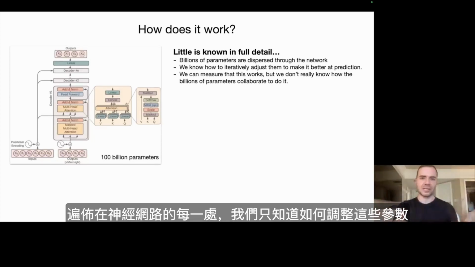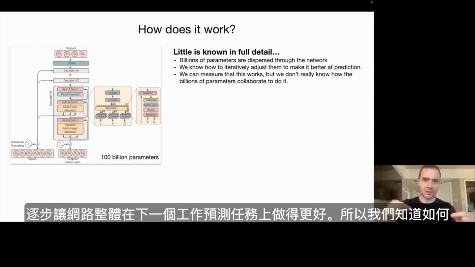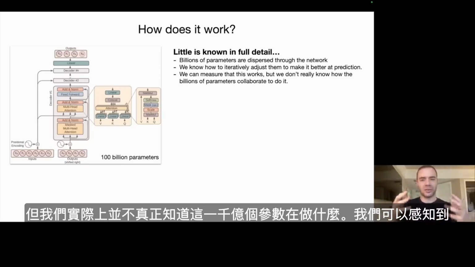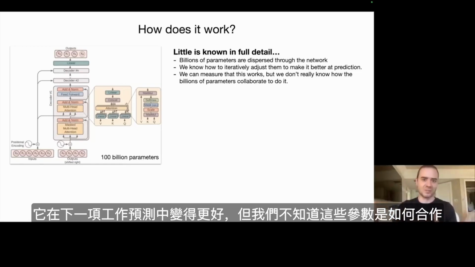All we know is how to adjust these parameters iteratively to make the network as a whole better at the next word prediction task. So we know how to optimize these parameters. We know how to adjust them over time to get a better next word prediction. But we don't really know what these 100 billion parameters are doing. We can measure that it's getting better at the next word prediction, but we don't know how these parameters collaborate to actually perform that.